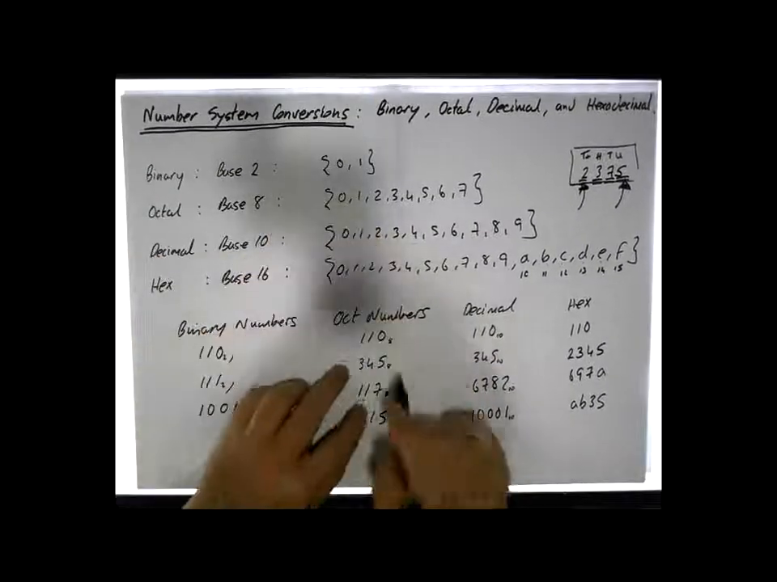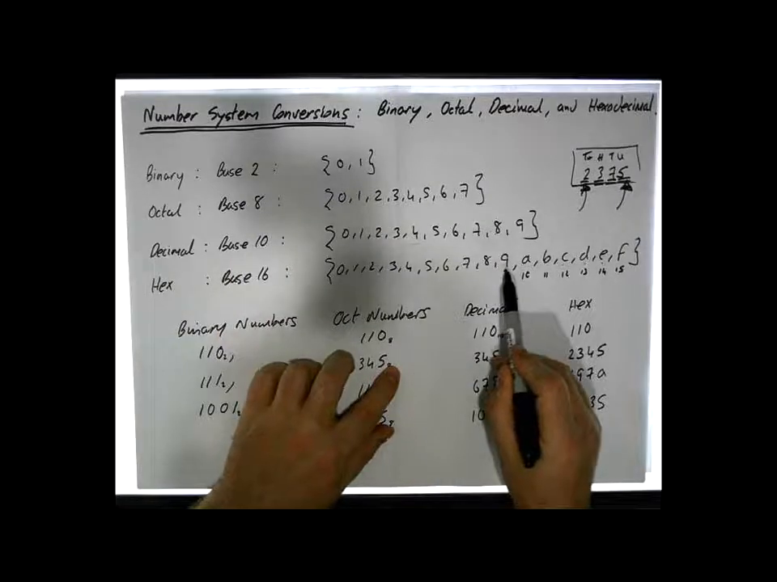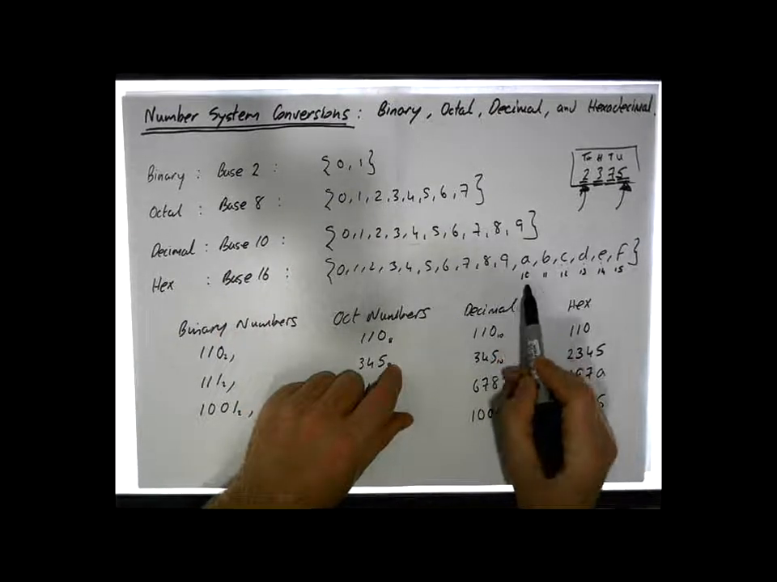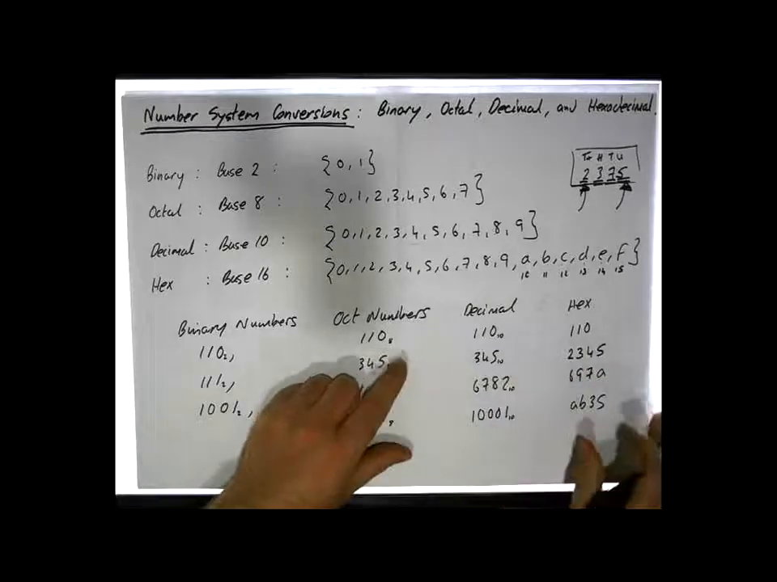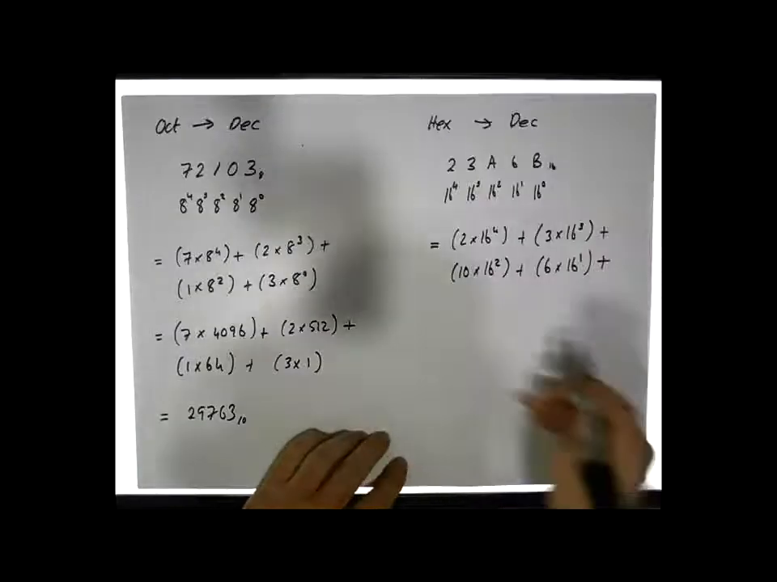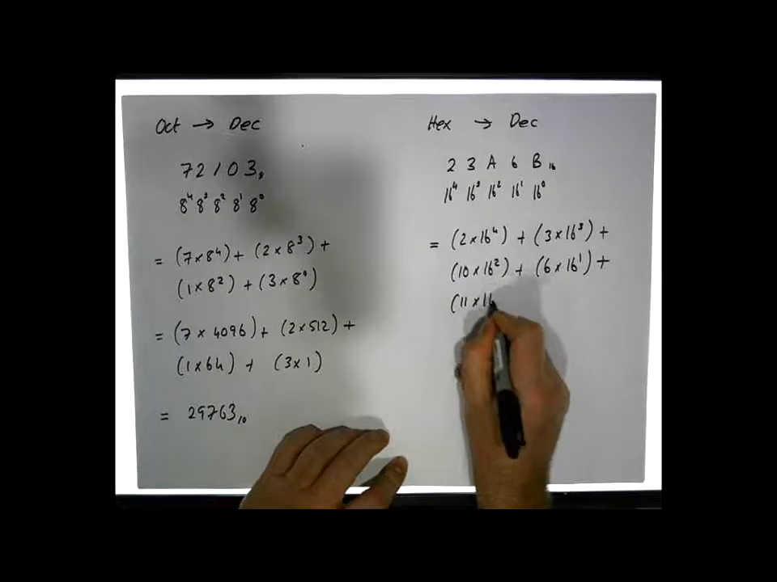Well, look at there's 0, 1, all the way up to 9. That represents 9 of something. A represents 10 of something. B represents 11 of something. Okay, so that must be plus. There's 11 16s to the zeros.